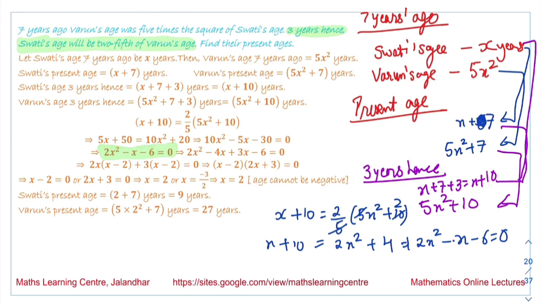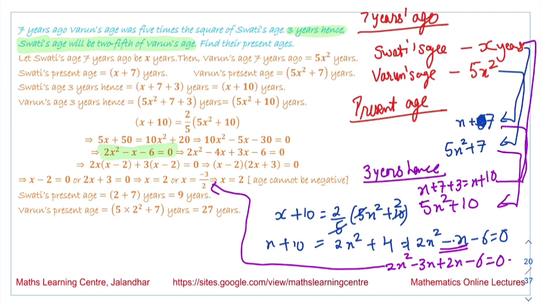It is 2x square minus x minus 6 is equal to 0. On solving this equation by splitting the middle term, we have 2x square minus 3x plus 2x minus 6 is equal to 0. So on solving this, we will get two values of x. One is x is equal to 2, and the second is x is equal to minus 3 by 2.